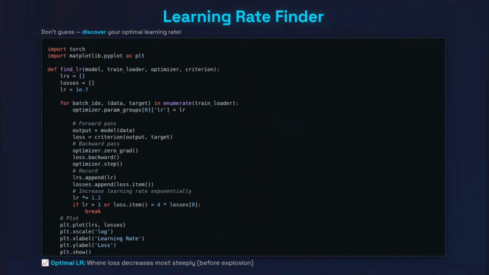Here's a simple implementation using PyTorch. We're exponentially increasing the learning rate from 1e-7 to 1, tracking the loss at each step. The matplotlib plot will show you exactly where your sweet spot is.